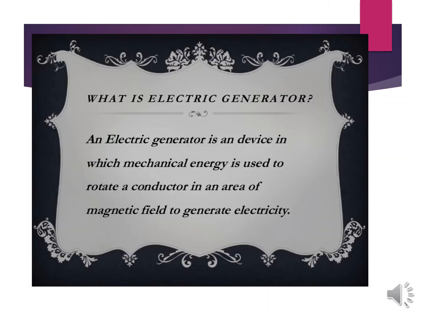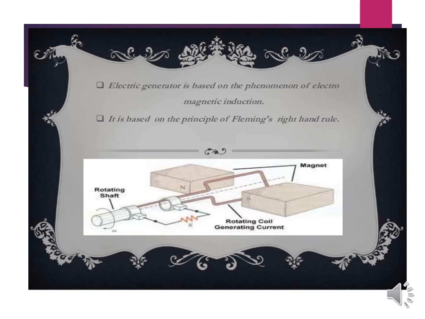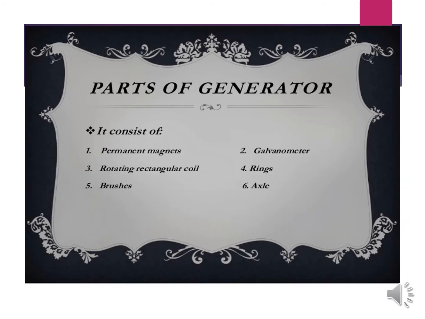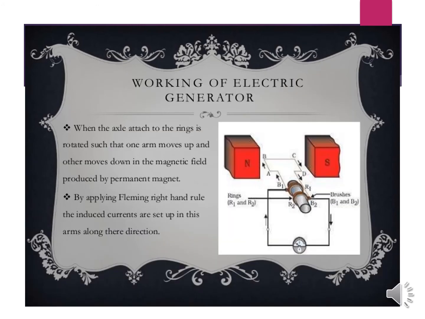What is an electric generator? An electric generator is a device in which mechanical energy is used to rotate a conductor in an area of magnetic field to generate electricity. Electric generator is based on the phenomenon of electromagnetic induction. It is based on the principle of Fleming's right hand rule. Parts of generator are permanent magnets, galvanometer, rotating rectangular coil, rings, brushes, axle.